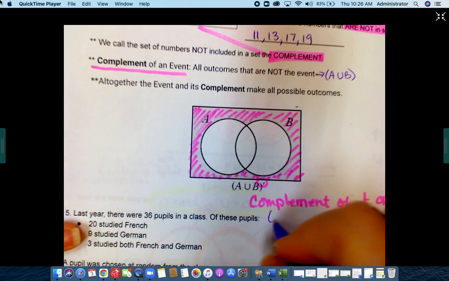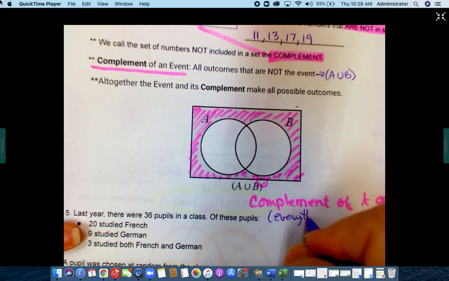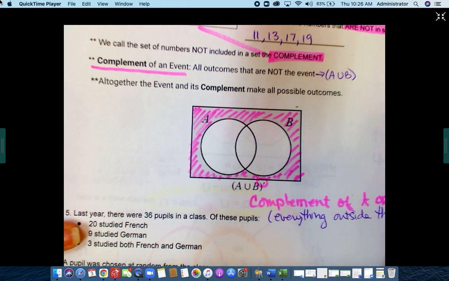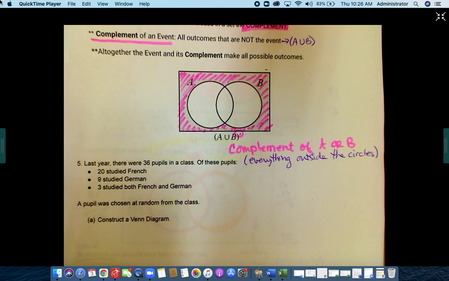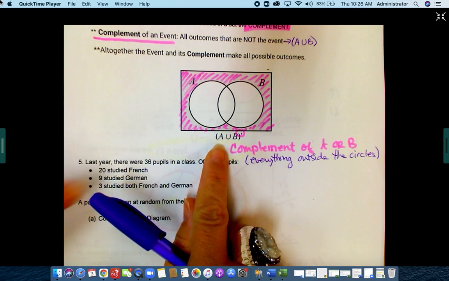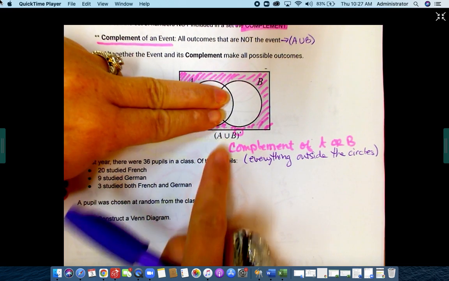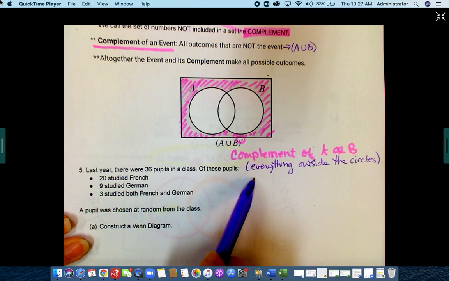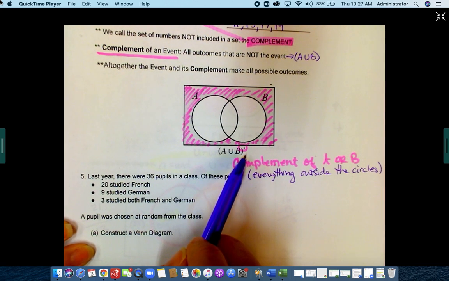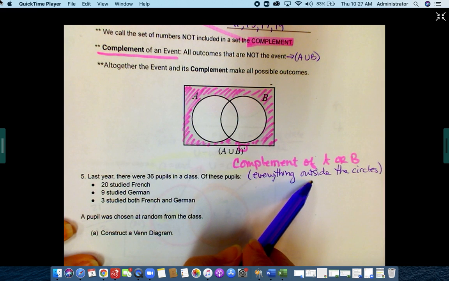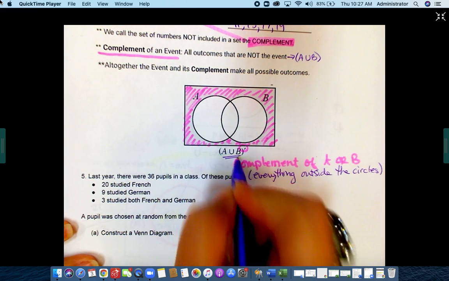Okay, so just in layman's terms, everything outside the circles. That's what that means. The complement is everything outside the circles. In this case, okay, now I could say the complement of A, and it would be everything except A. So there, we can find complements of multiple things, but I just wanted to share with you that that symbol there means it's the complement, which means everything outside of whatever this is.